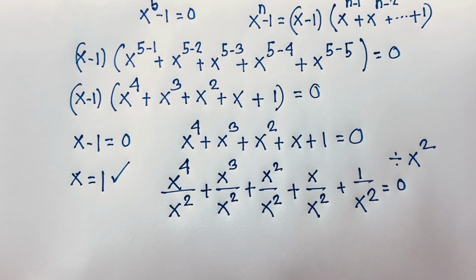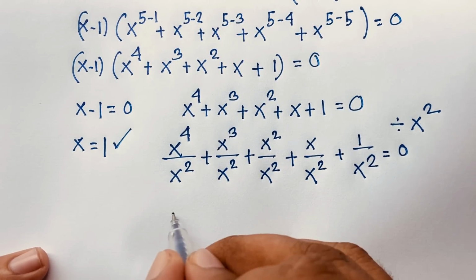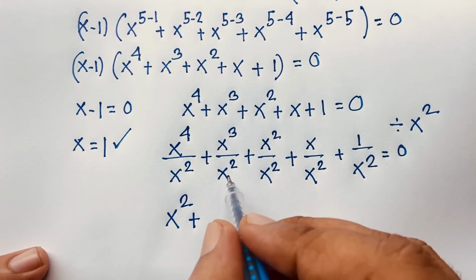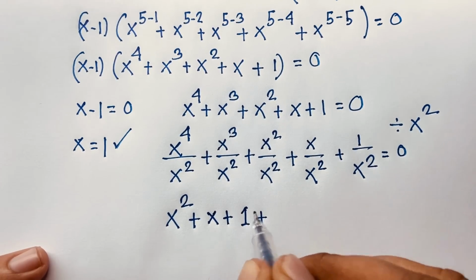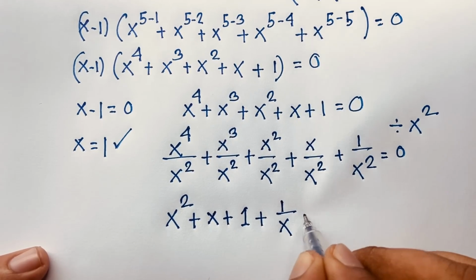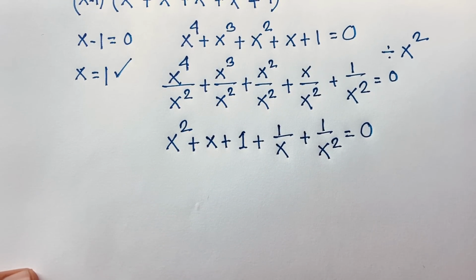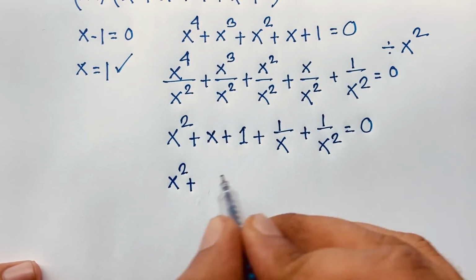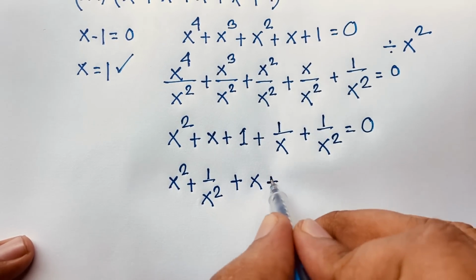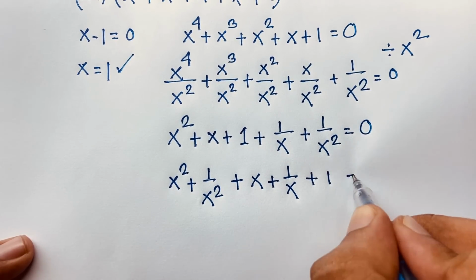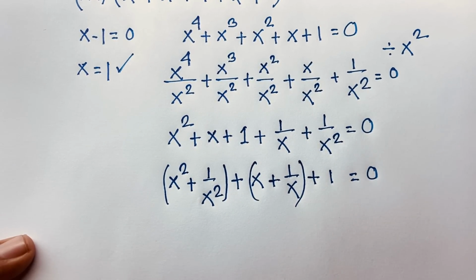I divide both sides by x to the power 2. Now at this moment you can easily see this x to the power 4 divided by this x square will be x square, plus this x cube divided by x square will be x, plus this x square divided by x square will be 1, plus this x divided by x square will be 1 over x, plus 1 over x square is equal to 0. Now this expression will be x square plus 1 over x square, and this x plus 1 over x, plus 1 is equal to 0. So we are finding out x square plus 1 over x squared, and x plus 1 over x plus 1 is equal to 0.